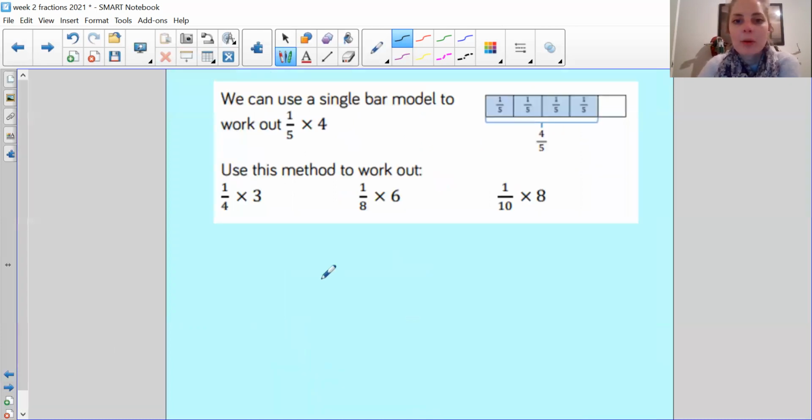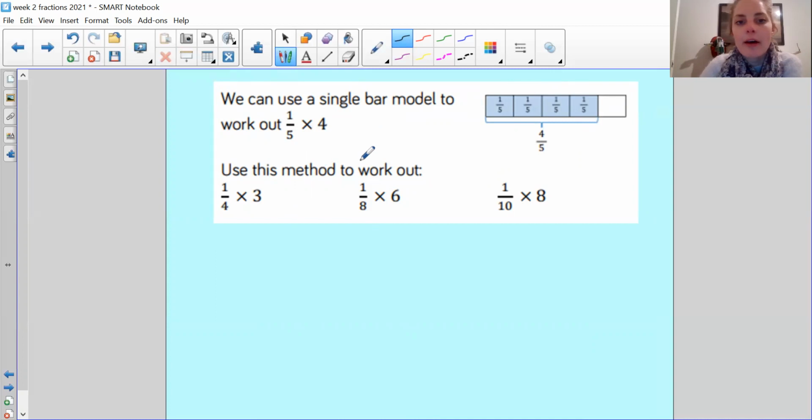So let us have a quick go at having a look at this bar model. All right, here I've got fifths times 4, all right? So if I have my bar model, I would take my bar, I've divided it into 5 parts, and I've got 4 of them I would count out, and therefore a fifth times 4 is 4/5.